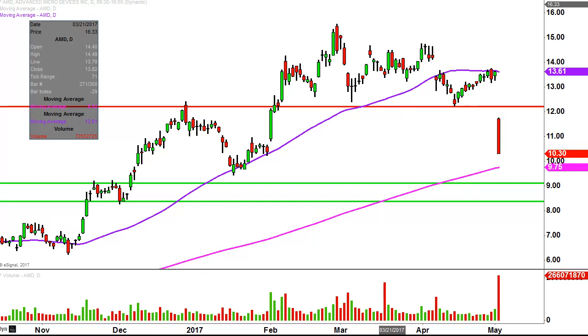Priority number one right now for the chart and the bulls is just stabilizing and trying to form some sort of base, and making sure today's price action doesn't spin too far out of control. So still three days left this week. It'll be interesting to see how this all unfolds.